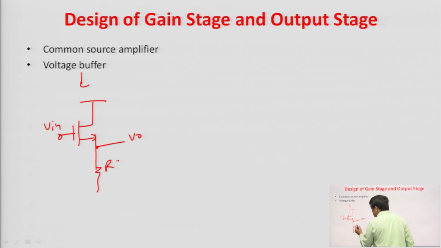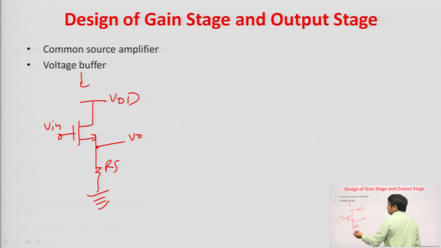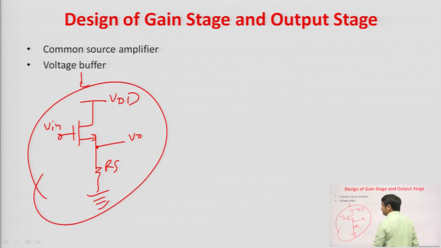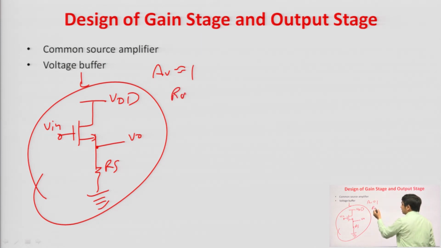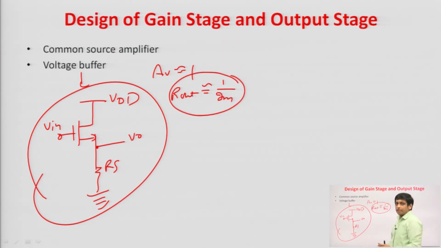This is the source resistance R s, this is supply voltage V d d. This is the common drain amplifier. It acts as a voltage buffer because the voltage gain is approximately 1. If we calculate the output resistance of this circuit, it is approximately equal to 1 by G m. So, the output resistance of the voltage buffer should be minimum.